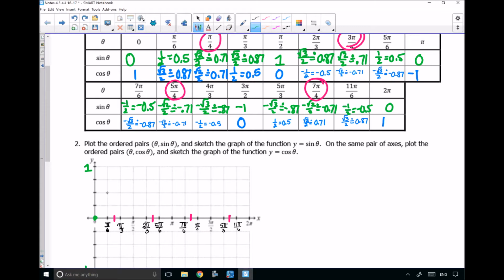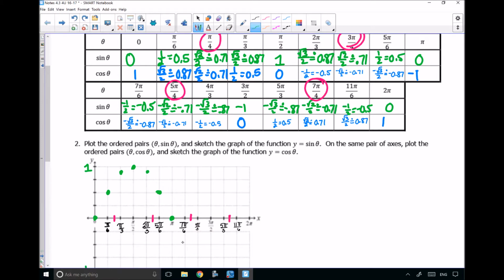Sine of pi over 6 is 0.5, so I'm going to put a dot there. Sine of pi over 3, I'm going to skip this for right now. Sine of pi over 3 is about 0.87, so I'm going to go to about 0.87, so it'll look somewhere around here. And then sine of pi over 2 is going to be 1, okay? Sine of 2 pi over 3 is about 0.87 again, so it's going to be the same value over here. I'm going to skip 3 pi over 4 for right now, and I'm going to go to 5 pi over 6, and that value is going to be 1/2. And then the sine of pi is 0, okay?